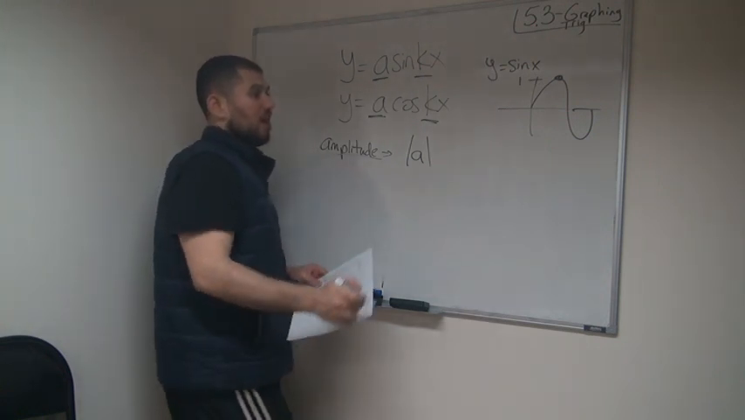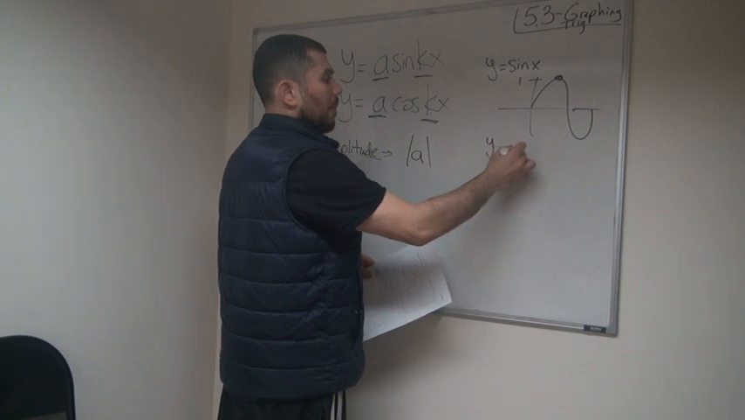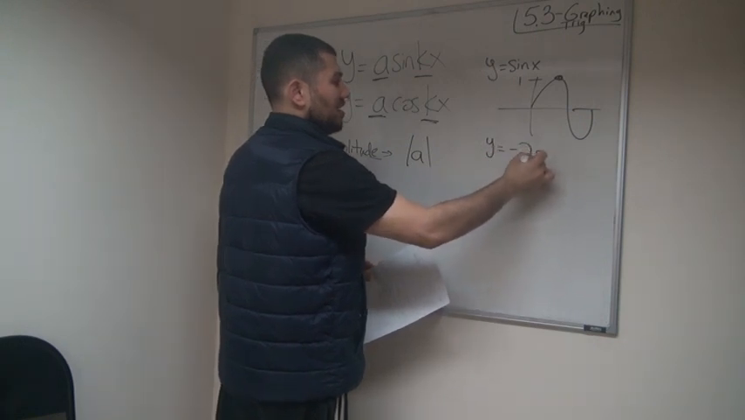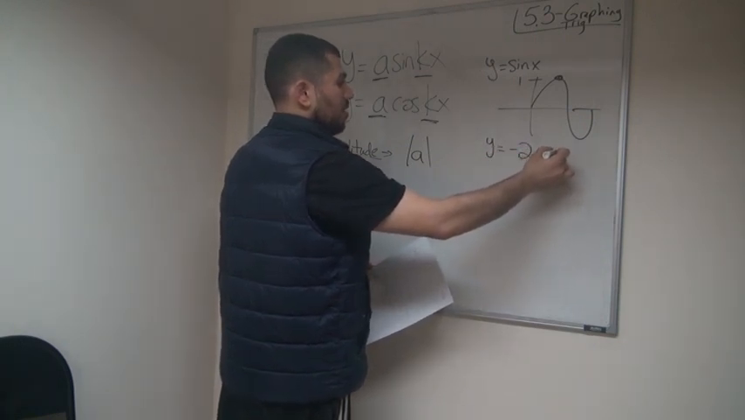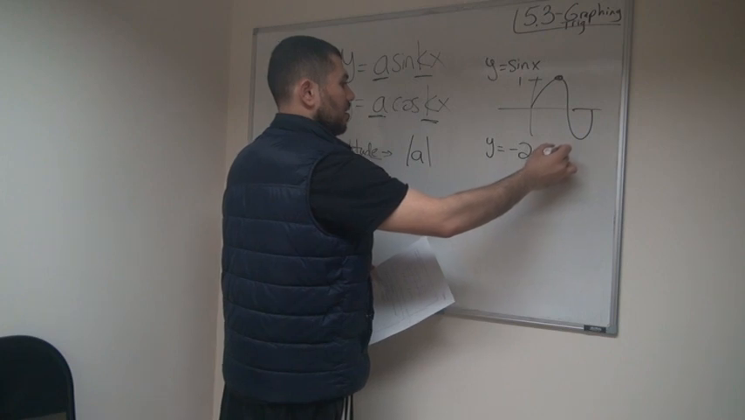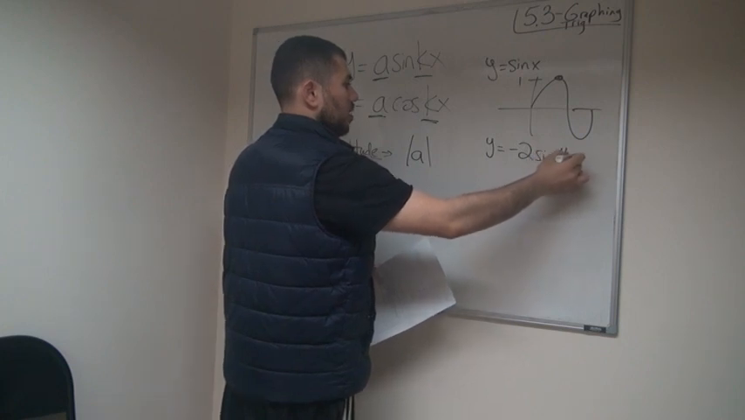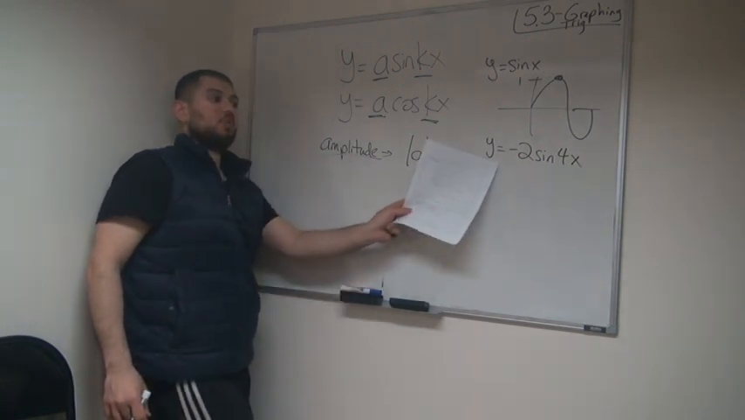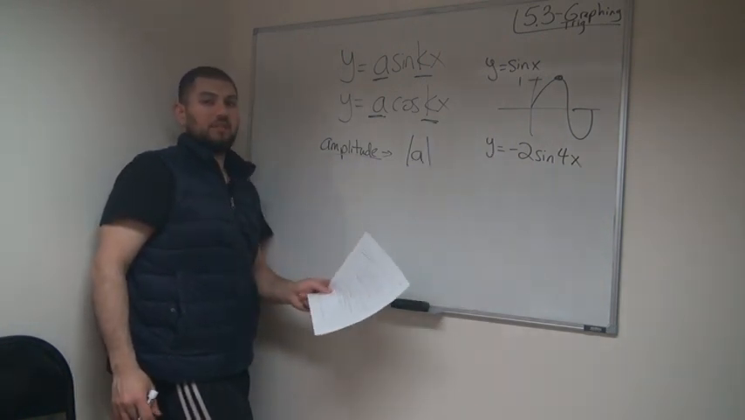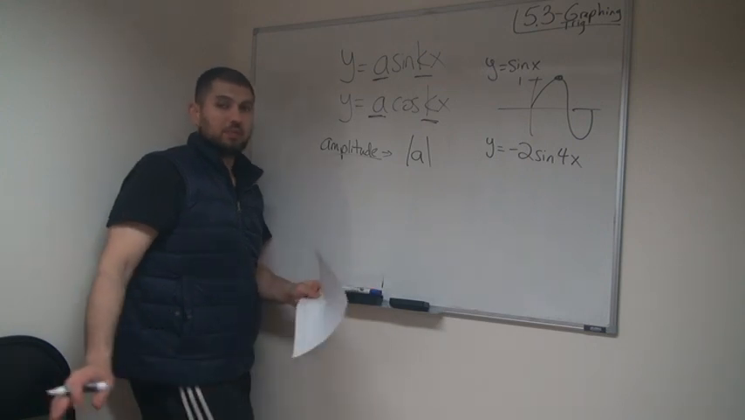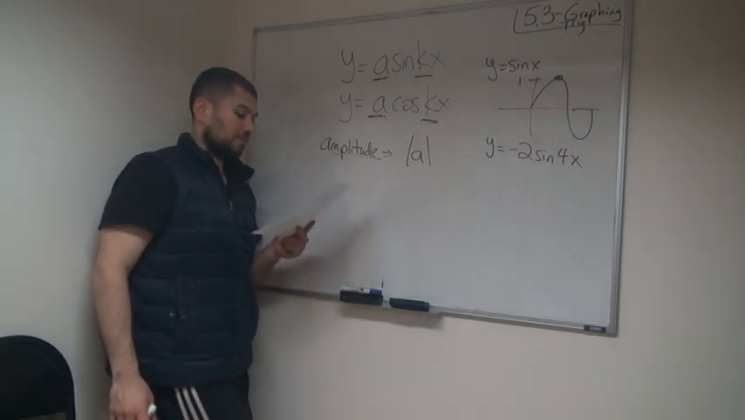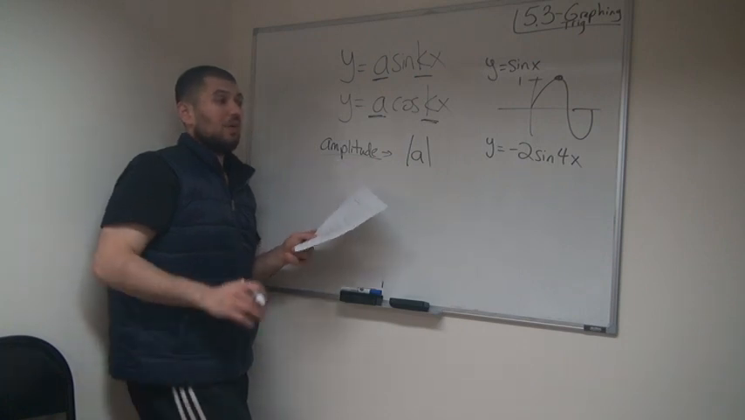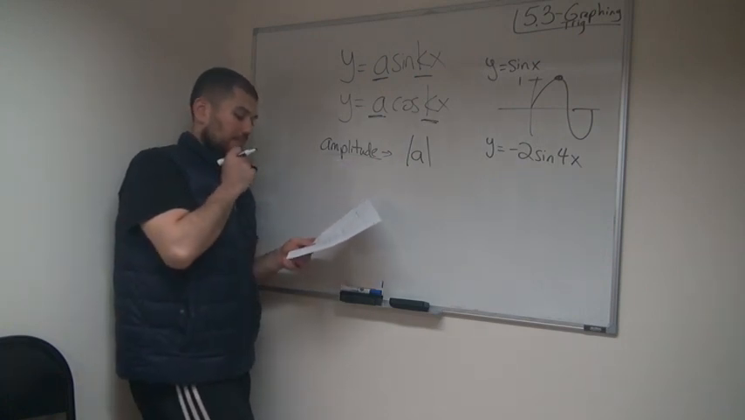If I asked you to graph y equals minus 2 sine of, let's say, 4x, I just want you to take the absolute value of negative 2 and give me a positive 2. Simple as that. That gets you full credit for that question. And that's going to tell you how high the graph is going to go.